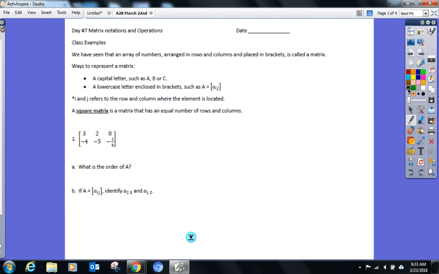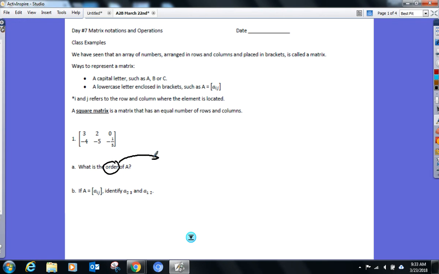Now when we go to find the order of any matrix, here's what I'm looking for. You're basically telling me how large it is. How many rows and how many columns. It's got to go rows by columns, all right? Rows by number of columns.